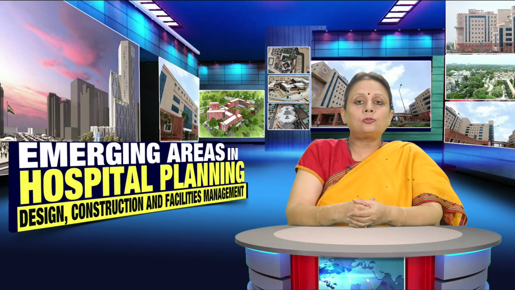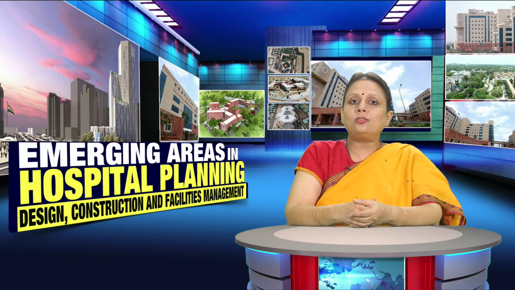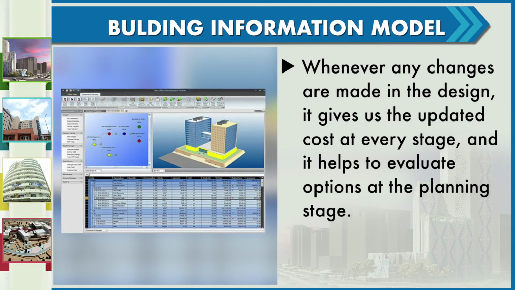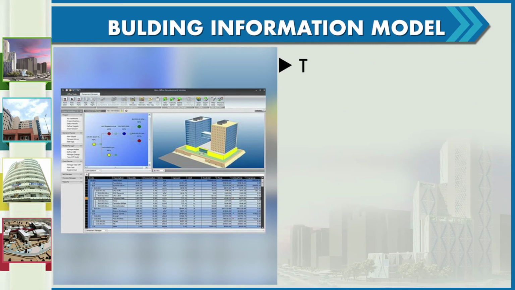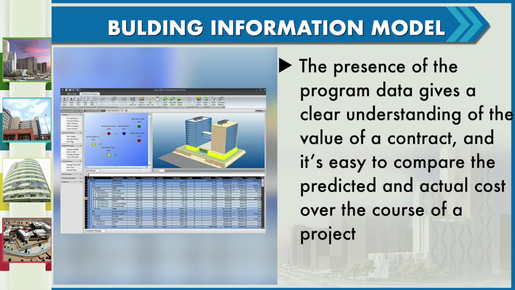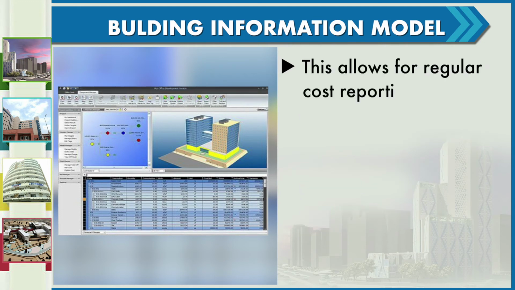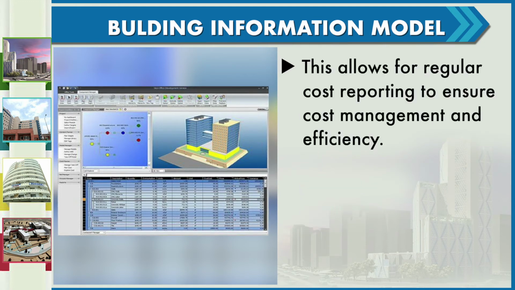It is important to note here that whenever any changes are made in the design, it gives us the updated cost at every stage and it helps us greatly to evaluate options at the planning stage. We get the implication on costing whenever changes are made. The presence of 4D program data gives a clear understanding of the value of a contract and you can easily compare the predicted and actual money spent over the course of the project. This allows for regular cost reporting to ensure cost management and efficiency.